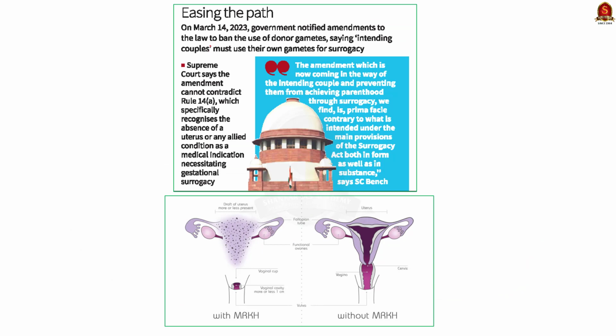But the rules are changing case to case. For example, the Supreme Court had previously allowed a woman with Mayer-Rokitansky-Kuster-Hauser MRKH syndrome, a condition causing infertility, to undergo surrogacy with a donor egg. Similarly, there is a change in rules as we saw in the introduction part. So from now on, in case when the district medical board certifies that either husband or wife constituting the intending couple suffers from the medical condition that necessitates the use of donor gamete, then surrogacy using donor gamete is allowed. That's all about this discussion.